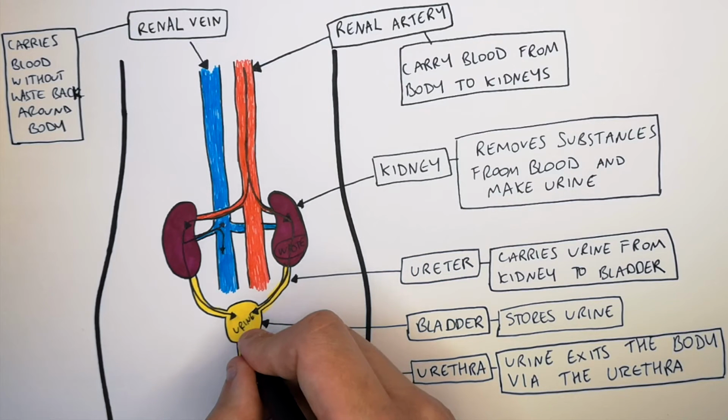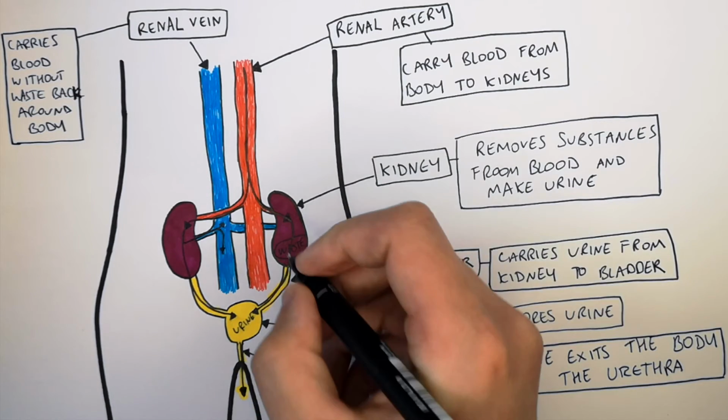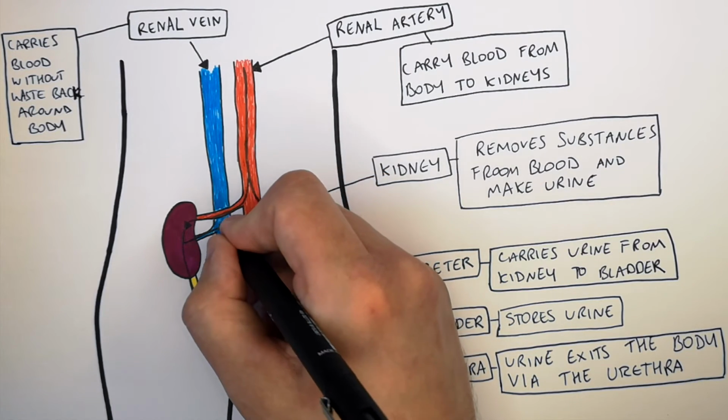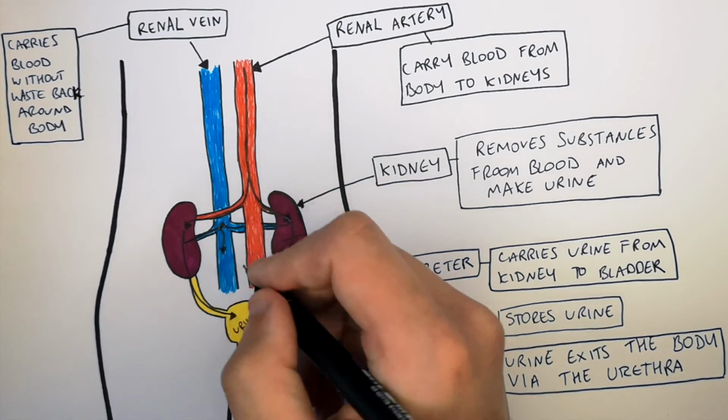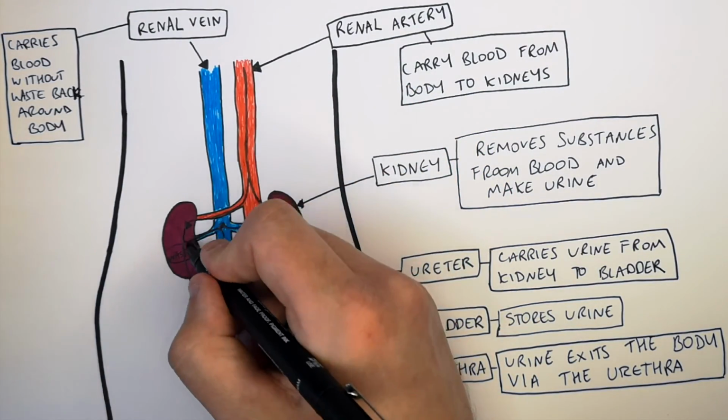So the urine is stored in the bladder, and then when we need to go to the toilet to urinate, it is removed from our body via the urethra. And the renal vein will then carry blood without waste back around the body. This process happens in both kidneys.